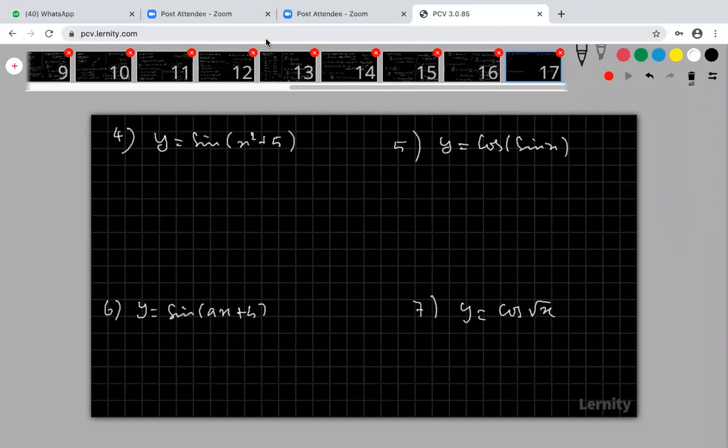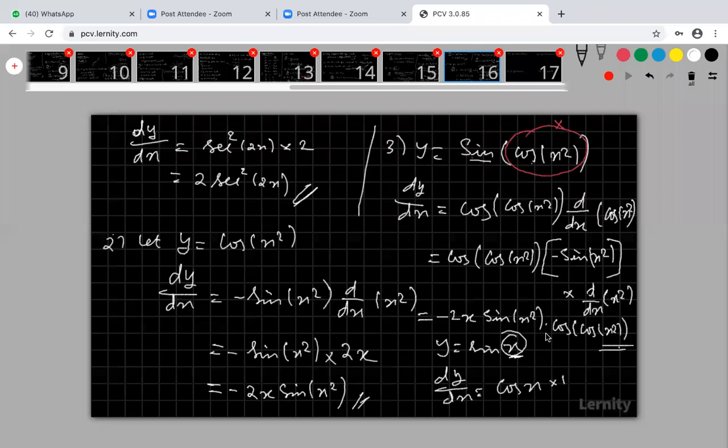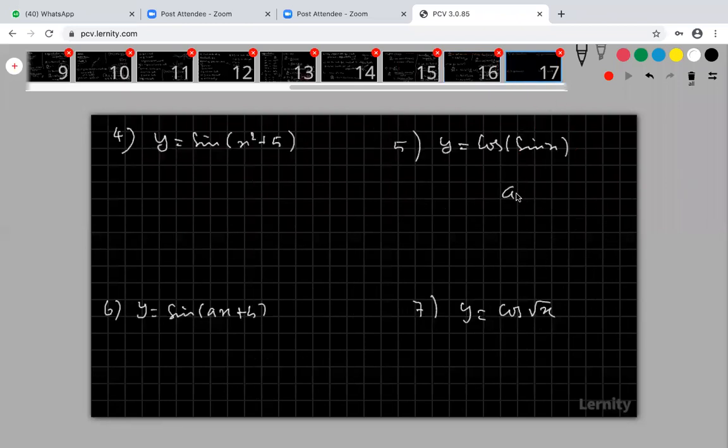Third sum. Look at that in the third problem. This is cos of cos x square. Oh, you are asking that cos of cos x square can be written as x. No, because in trigonometry, cos inverse of cos x is only x, or cos of cos inverse of x is only x.